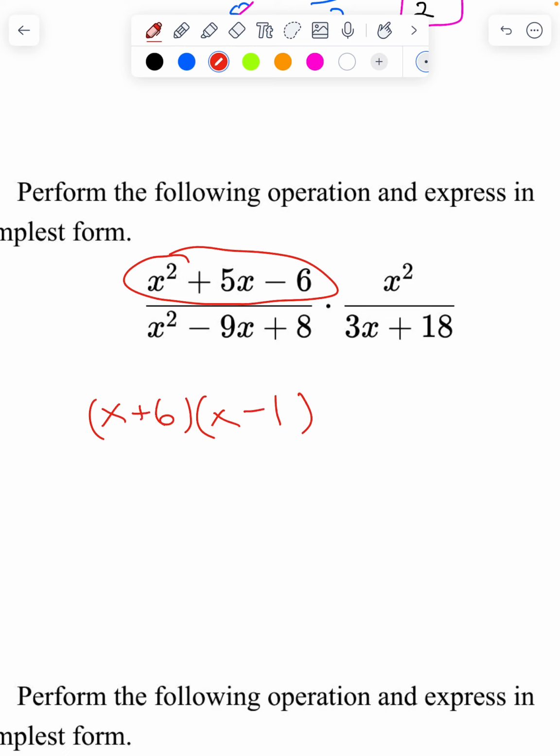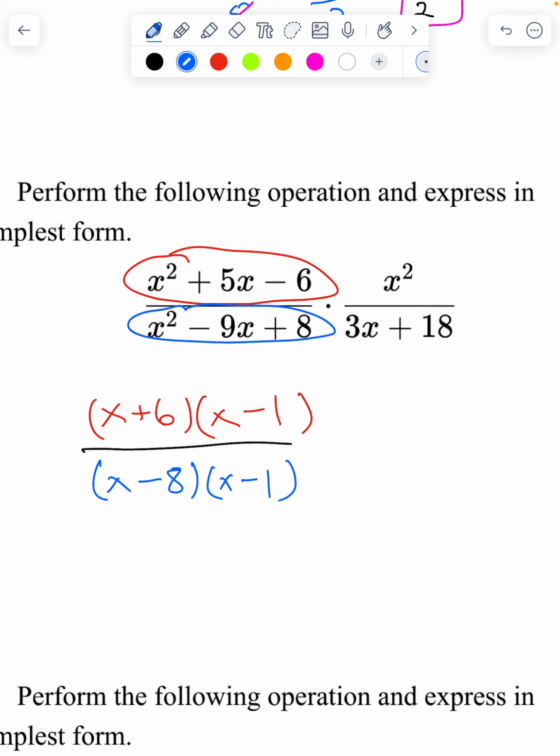And then on the bottom here, I need them to multiply to 8, but add to -9. So I think I do -8 and -1. So that should work. And then on the other side, I'm just going to leave the x squared here. And then on the bottom, I see that they both have something that has a 3 in them. So I can rewrite this bottom part using greatest common factor as 3 times x plus 6.